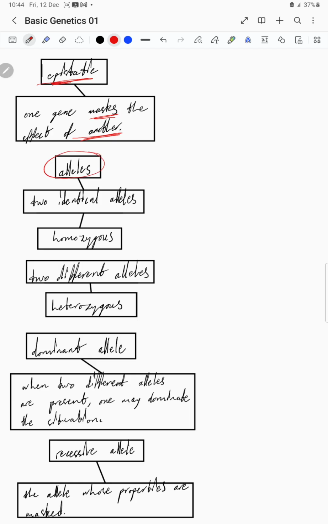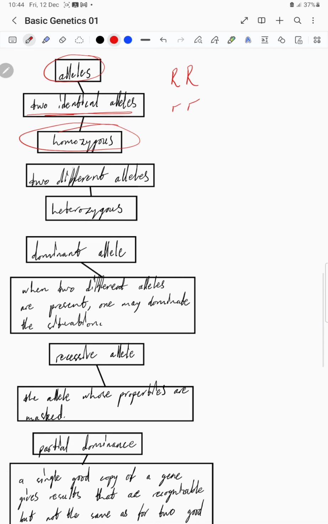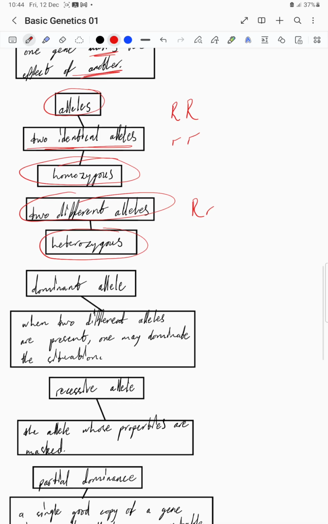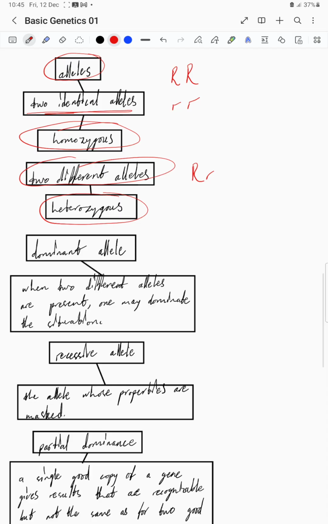Alleles. We have talked about alleles and we said alleles are alternatives of the same gene. So two identical alleles are called homozygous. You see R and R, or r and r. These are homozygous. Two different alleles are called heterozygous, for example, R and r. What we are going to talk about next is the dominant allele.